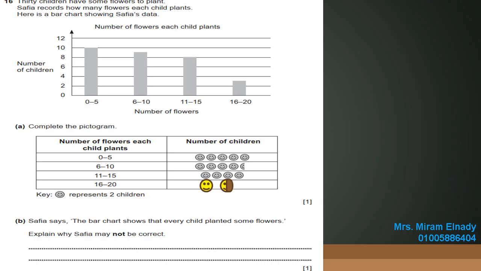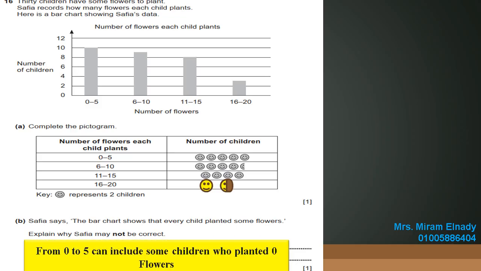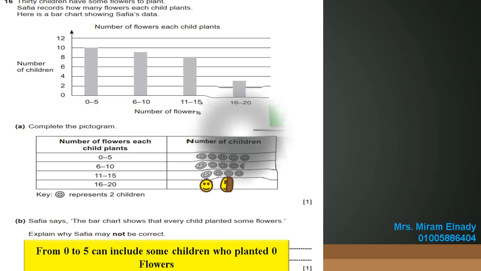B. Sophia says the bar chart shows that every child planted some flowers. Why may Sophia not be correct? Because in the first we said it's from 0 to 5. So this means that it could be some children who didn't plant at all. Not every child planted some flowers. Some children maybe planted 0 flowers. So we cannot be sure from this assumption.